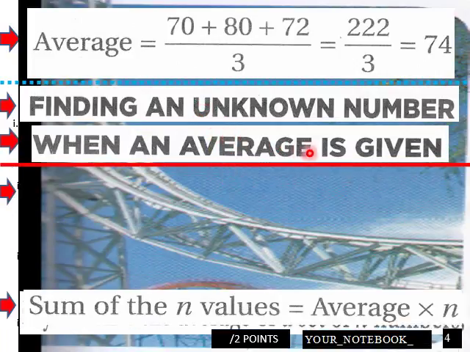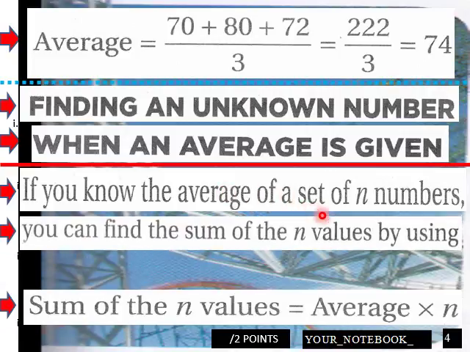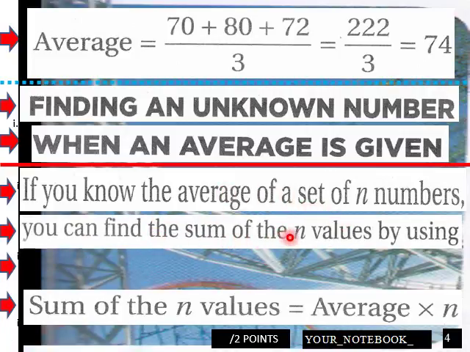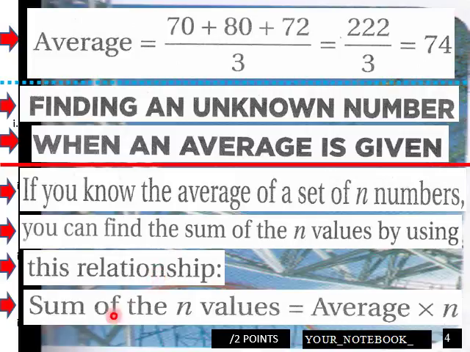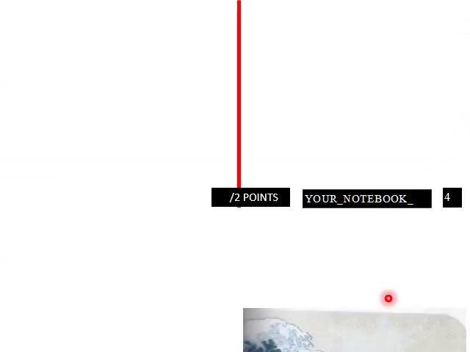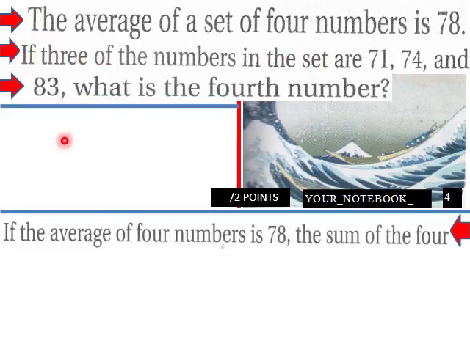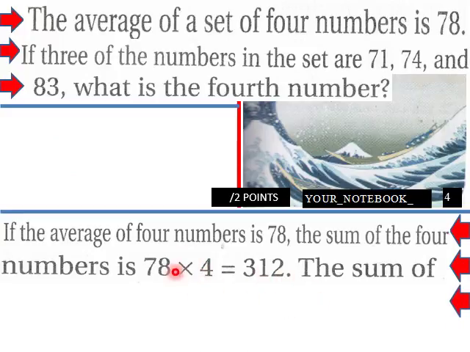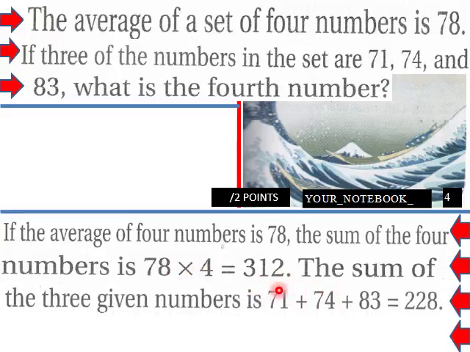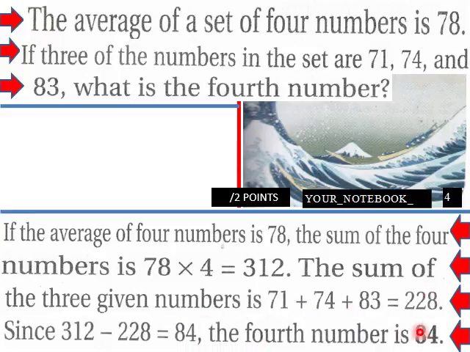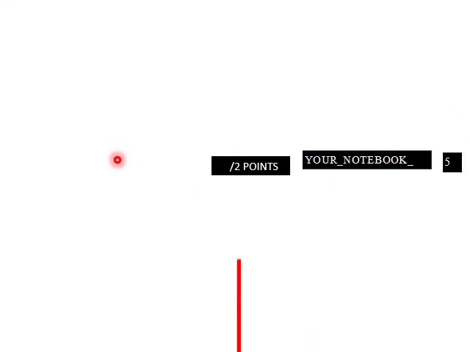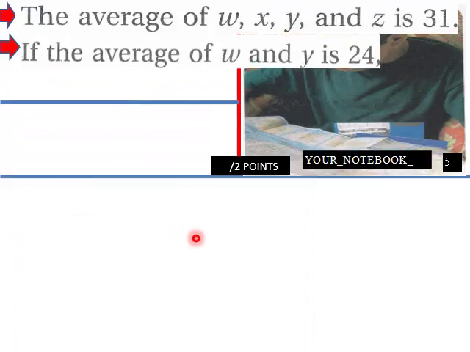Finding an unknown number. When an average is given, if you know the average of a set of n numbers, you can find the sum of the n values by using this relationship: sum of the n values equals average times n. So the average of a set of 4 numbers is 78. If 3 of the numbers in the set are 71, 74, and 83, what is the fourth number? 78 times 4 would be 312, which is what you have to get to. Here you have 228, so the fourth number would be 84. That is how you can use the average to find the missing number.